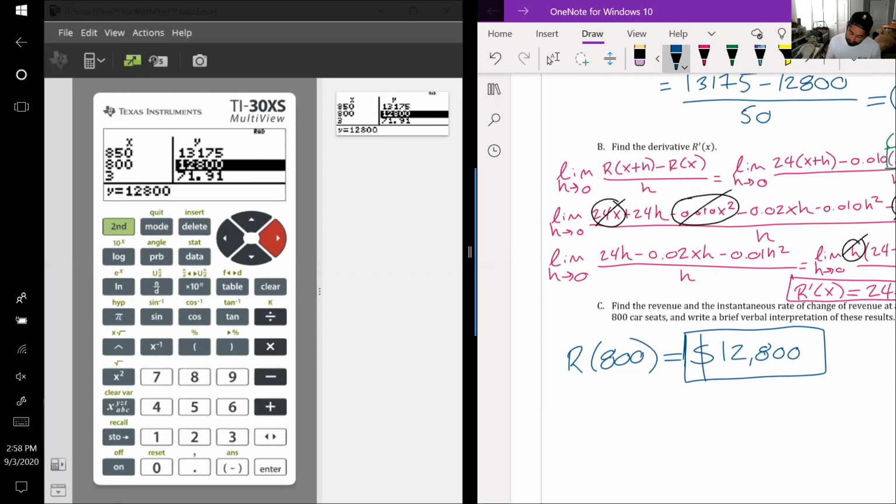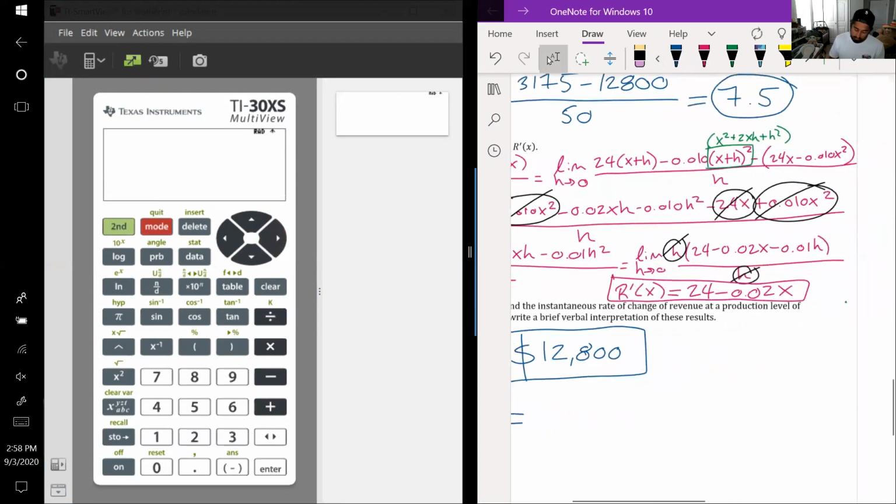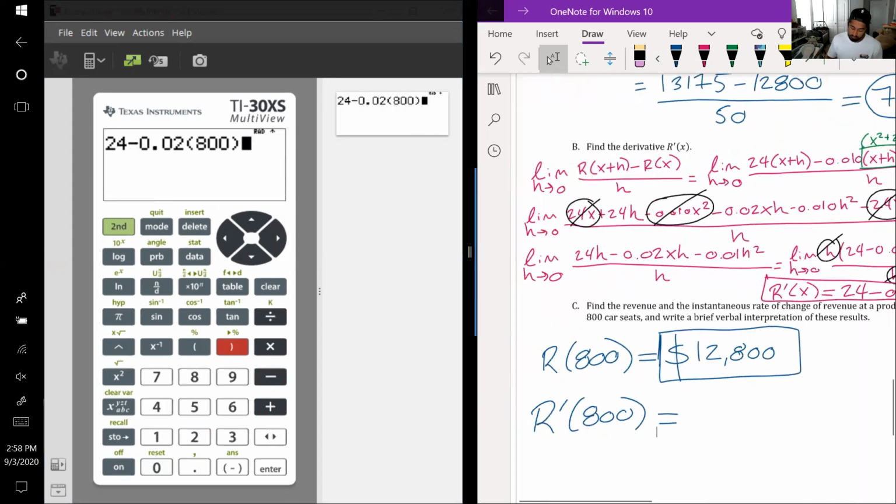And then it says plug it in to the derivative. So go quit there, move here. Our derivative is 24 minus 0.02. And we're going to plug in 800. And we are going to get 8 dollars.